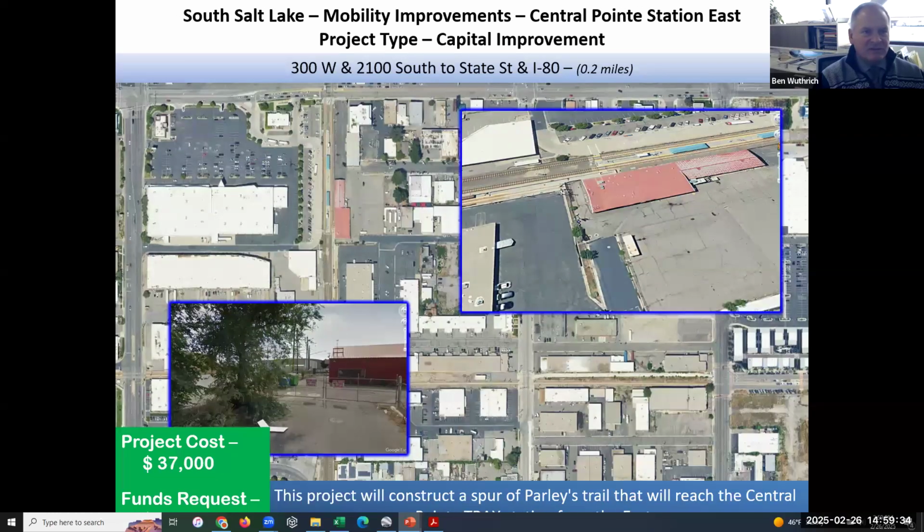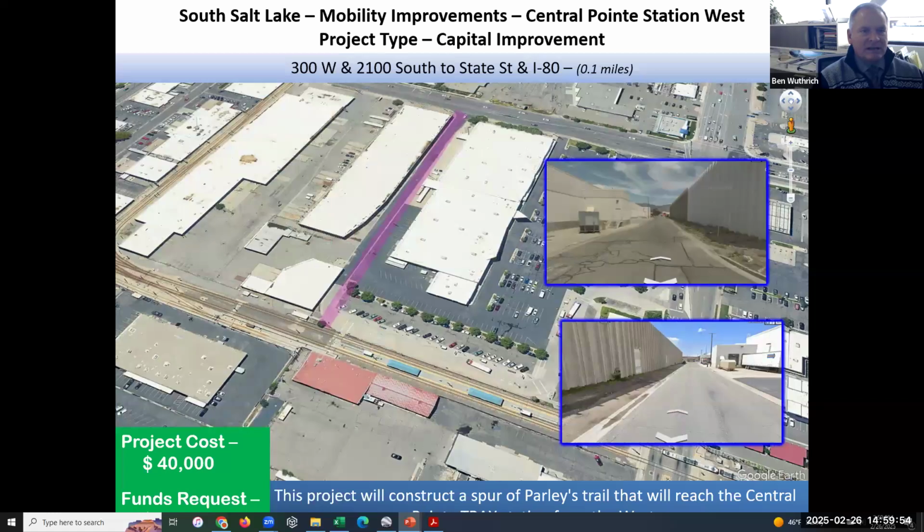Next request is also in South Salt Lake. This is on the Central Point East Station. This is to improve access to the Point Track Station from the east. Currently doesn't exist. Estimated project cost $37,000. Funds being requested 34,000 plus.